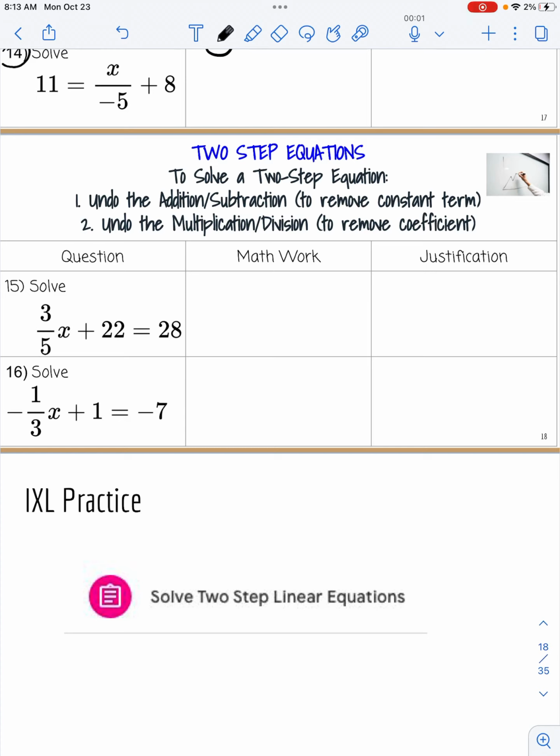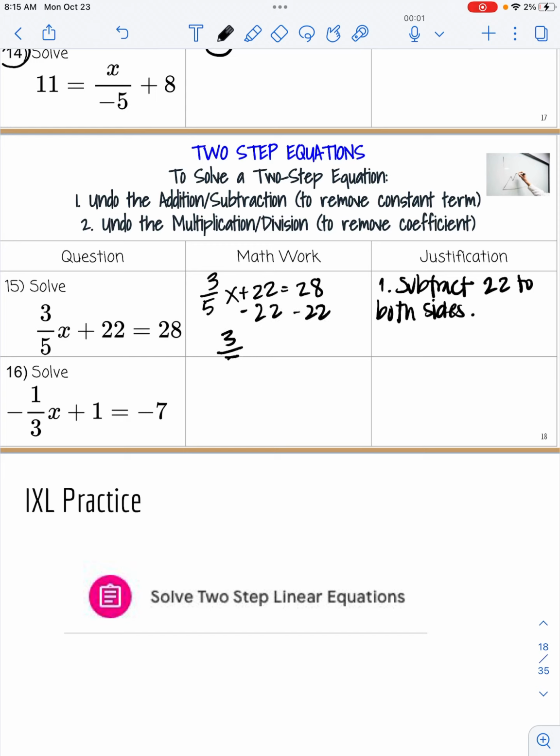And let's do number 15 really quick. 3/5 x plus 22 equals 28. First we have to, we're not going to add, we're going to subtract. We're going to subtract 22 to both sides. That's going to give me 6. Then we're going to multiply by the reciprocal. And that's going to give me 30 over 3. x equals 10.